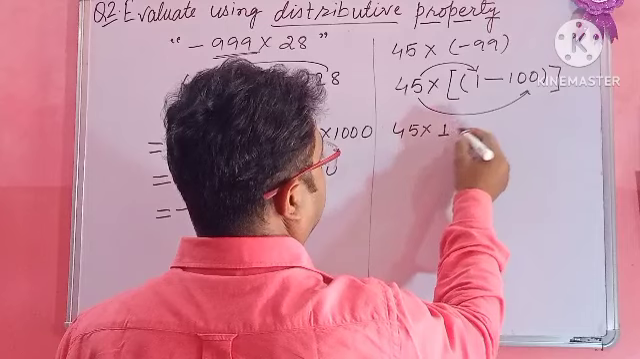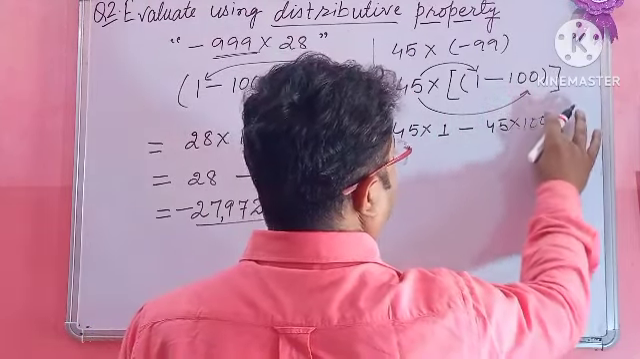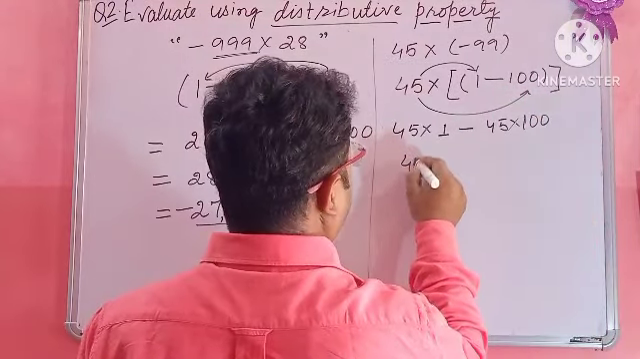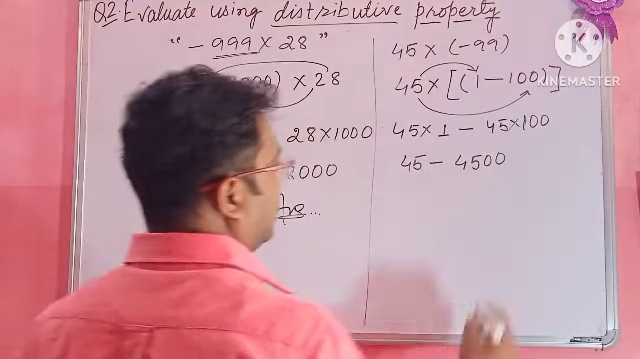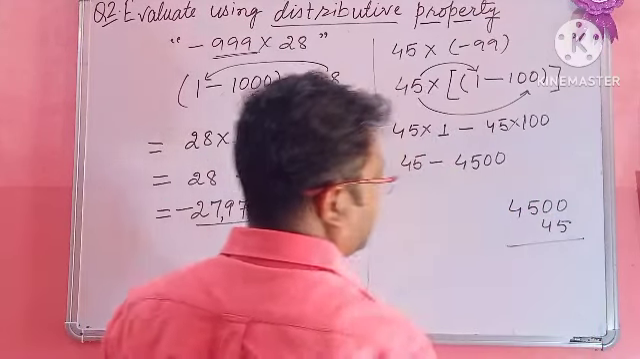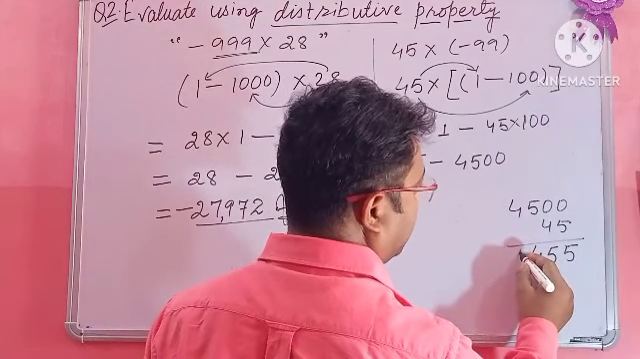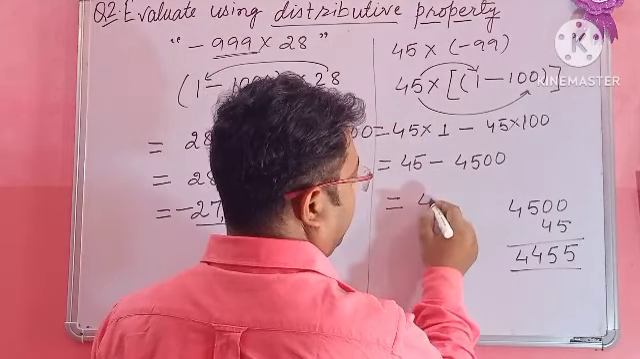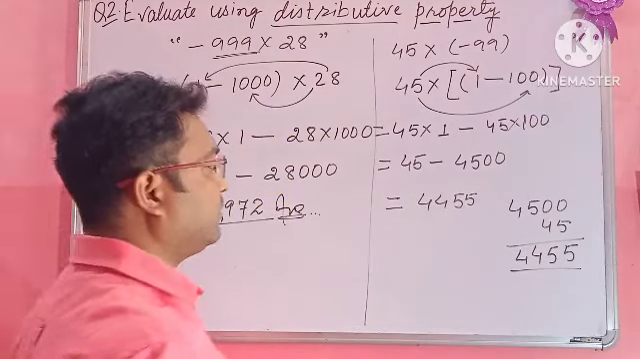So 45 multiply 1, then minus 45 will multiply with this 100. Now it will give you 45 minus 4500. Okay. Now let's subtract this 45 from 4500. 10 minus 5, it will give you 5. Now 9 minus 4, it will give you 5. Here it will go to 4, and then it will be 4. Now the final answer is 4455.